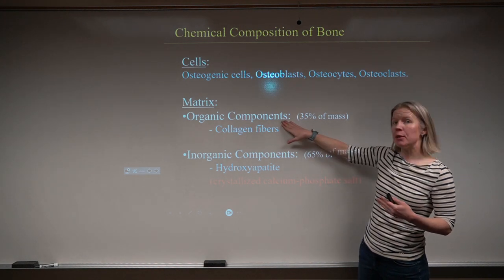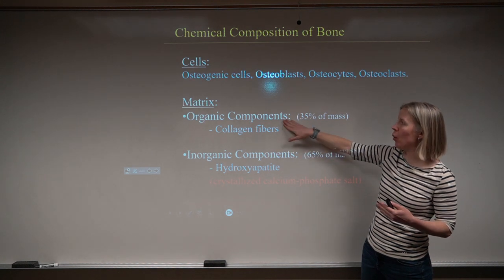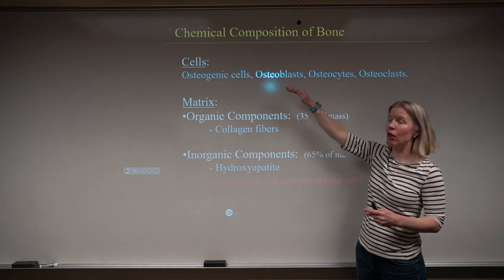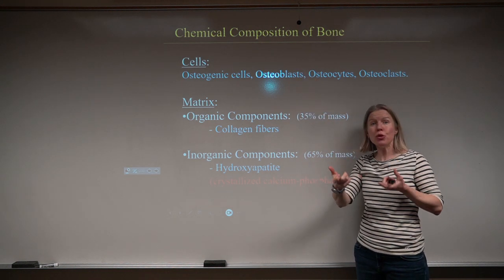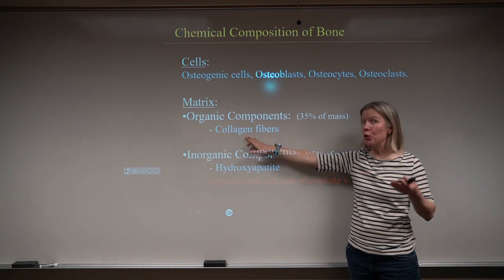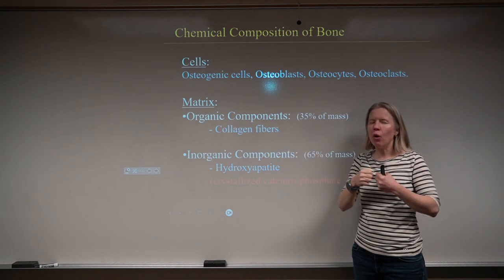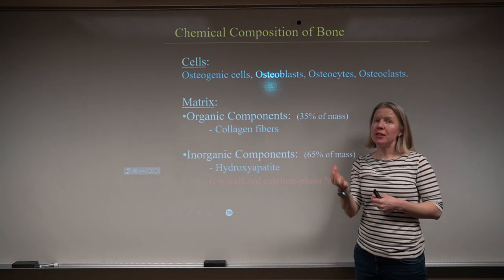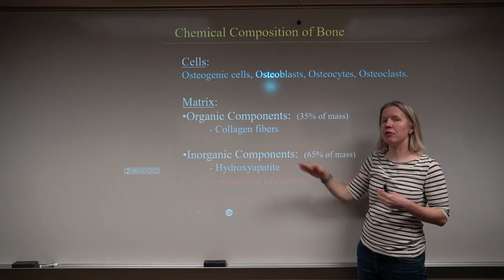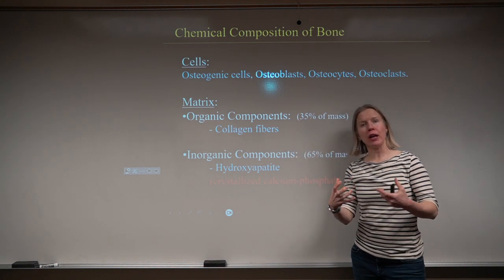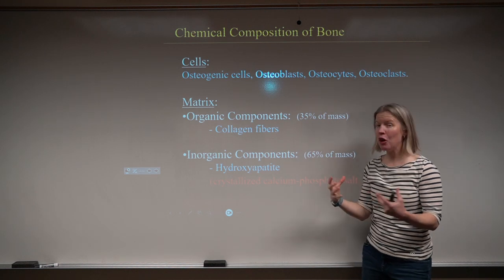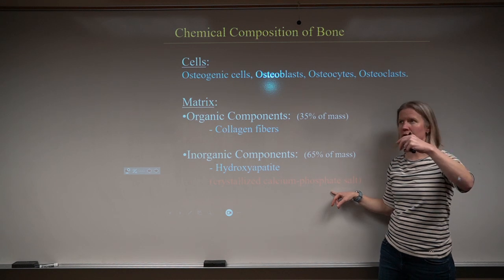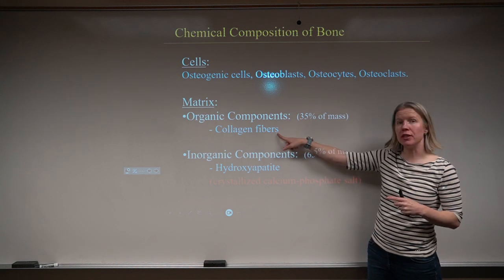Now, the matrix in bone is made up of two main components. The organic components are collagen fibers. So some of our cells are actually sitting there producing these collagen, these protein fibers. Remember, they don't have a ton of stretch, but they are really, really strong. Those same cells then, once the collagen fibers are built, are going to create an environment that's conducive for calcium phosphate to precipitate, to harden, to coat all of these collagen fibers.